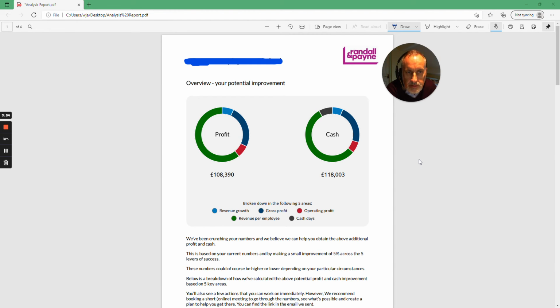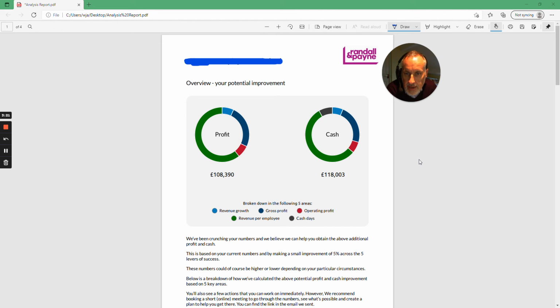And what we've done is we've just looked at the overall improvement that would result in terms of additional profit and additional cash generated if we were to improve those 5 key areas by 5%. And what you can see is we've generated a profit improvement in excess of 100,000 and a cash improvement of nearly 120,000. So this is just the initial sort of summary of the analysis.